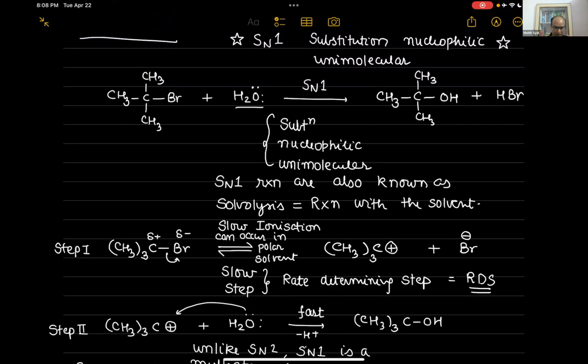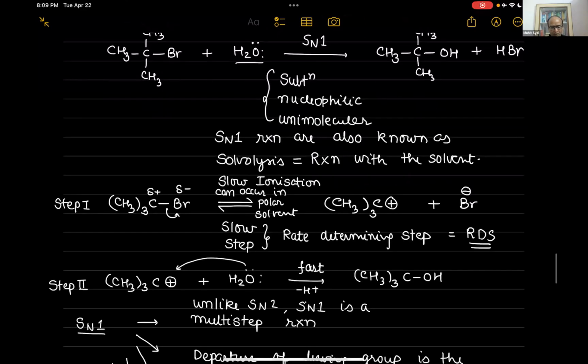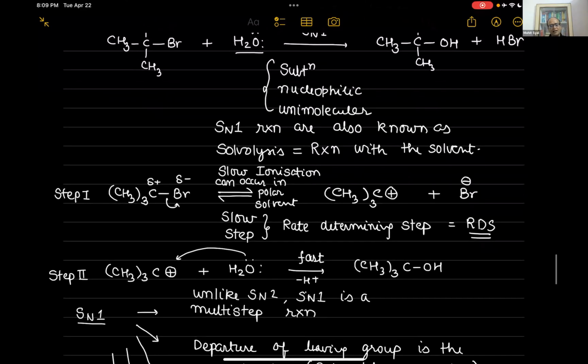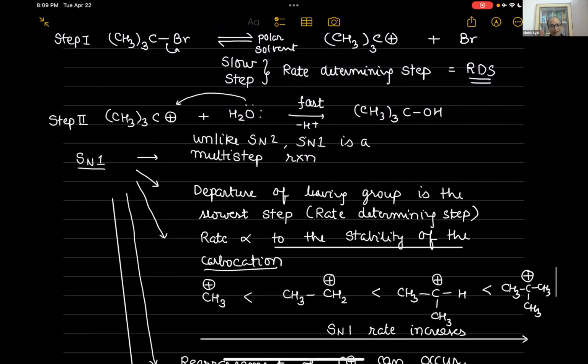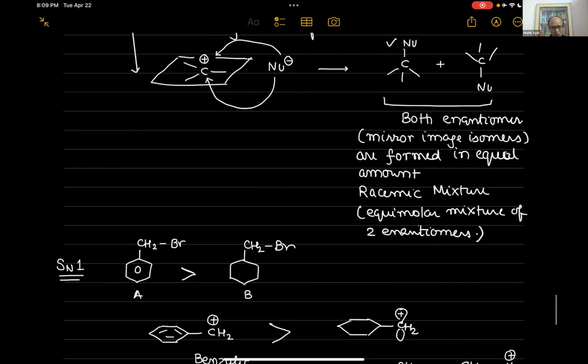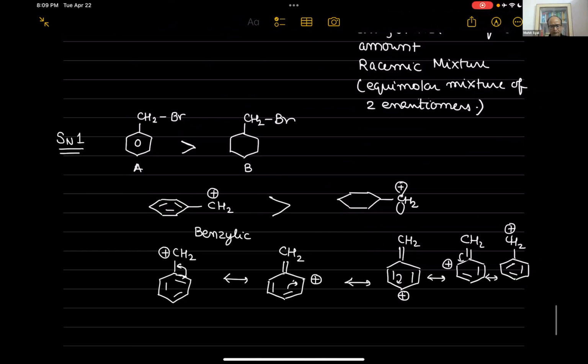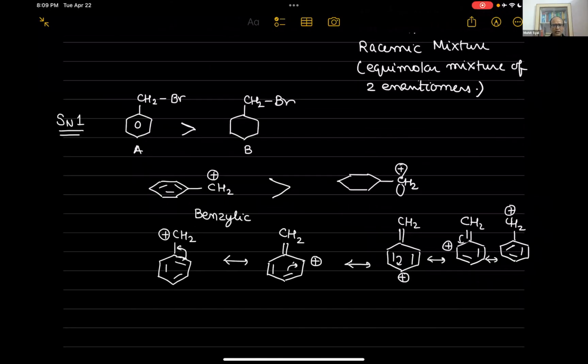So that reactant undergoes slow ionization, leading to the formation of a cation, and then the cation is attacked by the nucleophile in the next step. So it is a two-step mechanism. Okay. And definitely that cation formation is a difficult step, and if the cation formed is going to become more and more stable, the rate or the speed of SN1 is going to increase.